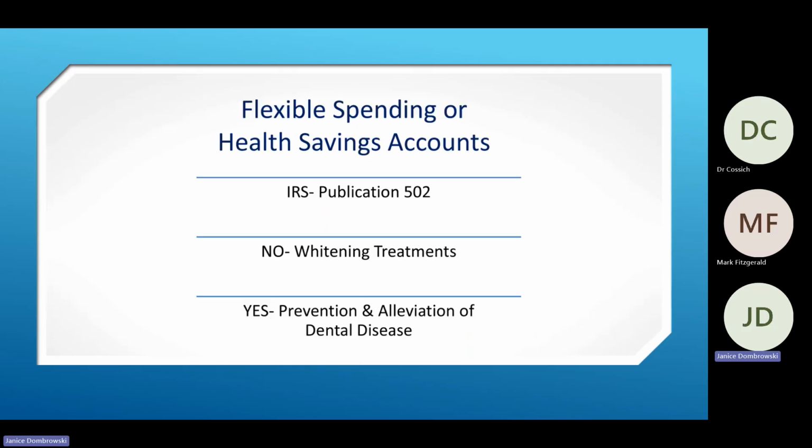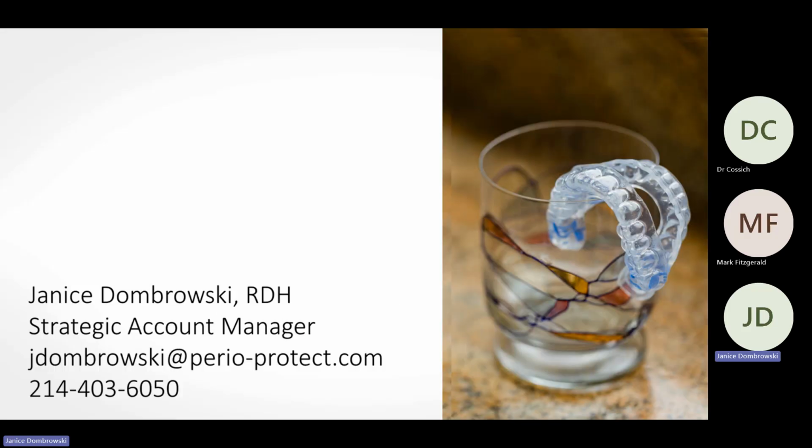And just a little piece of information for all of you. If you have done gingivitis therapy or SRP, they can use their FSA or HSA, but they have to be previously diagnosed with 43, 46 or perio scaling.